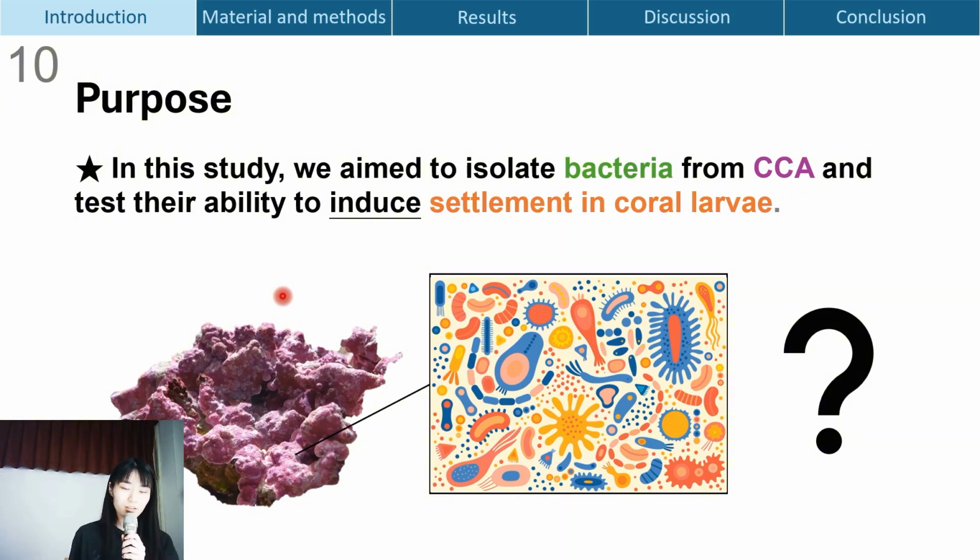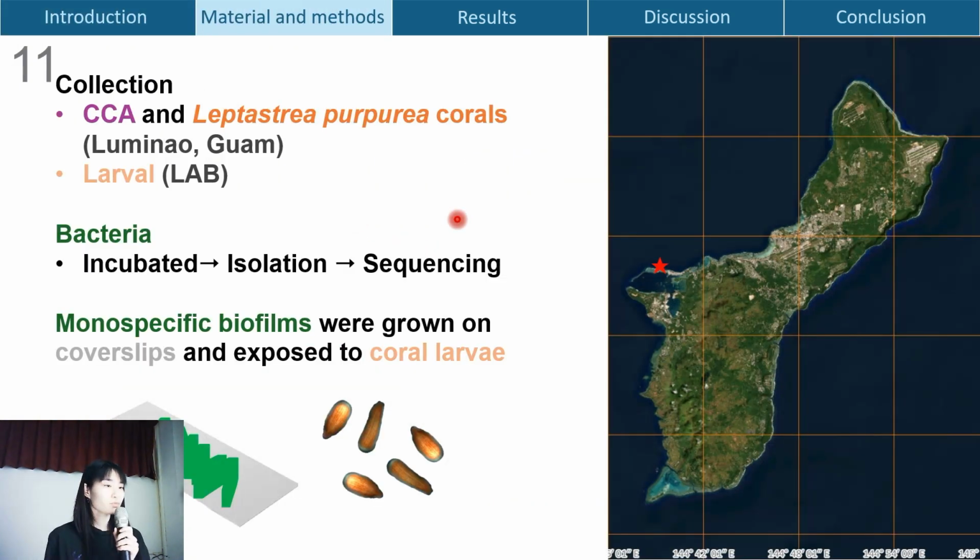In this study, we aim to isolate bacteria from crustose coralline alga and test their ability to induce settlement in coral larvae. To be plain, it is to know which bacteria in the biofilm from crustose coralline alga can best induce the settlement in coral. And this is our material and methods. We first collected our crustose coralline alga and our coral sample from the Luminao, located in Guam in the Pacific Ocean. And we collected our larvae from our laboratory.